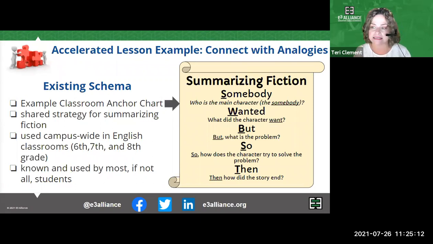An existing schema that these 7th grade students have is a shared summarizing fiction strategy used in their ELAR classes. It's a fairly common one called Somebody Wanted But So Then, for how to summarize fictional texts. And the idea is that by activating that knowledge, you can then connect what you want them to learn next, first by thinking about what the characteristics of this are and then building from there.